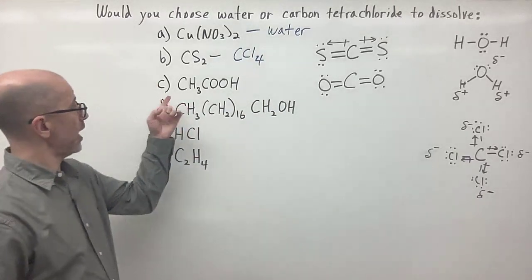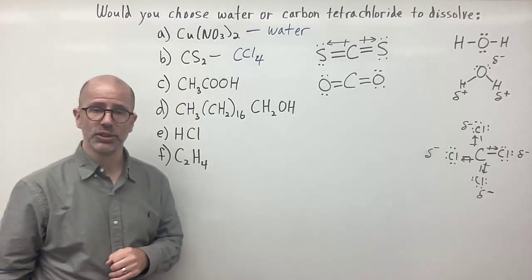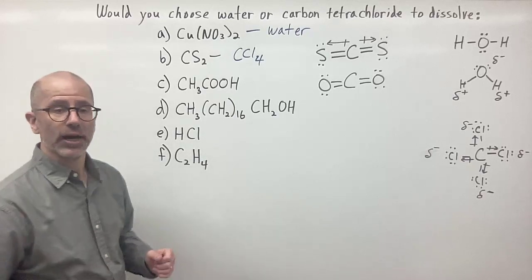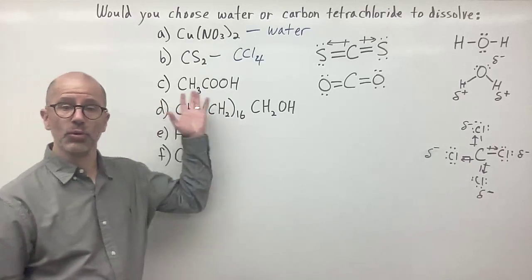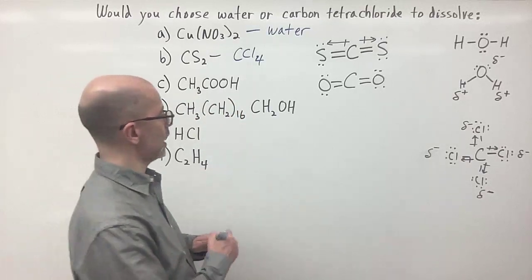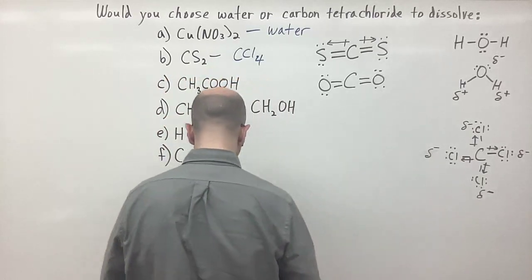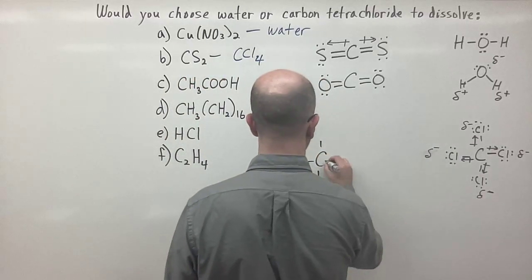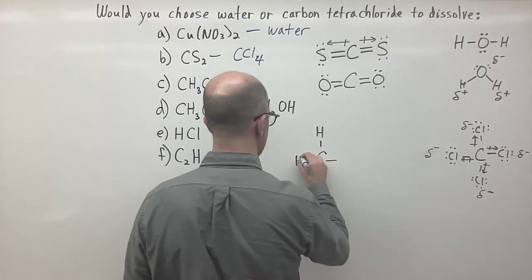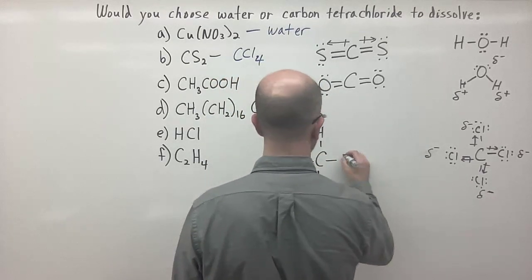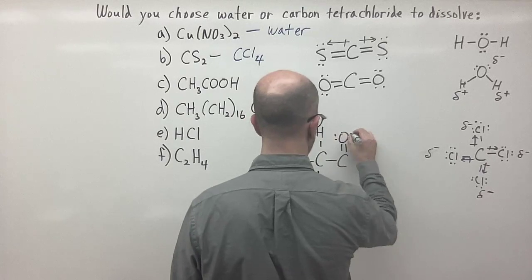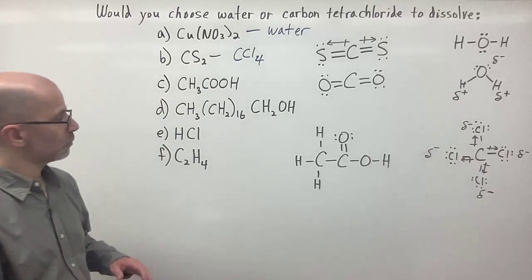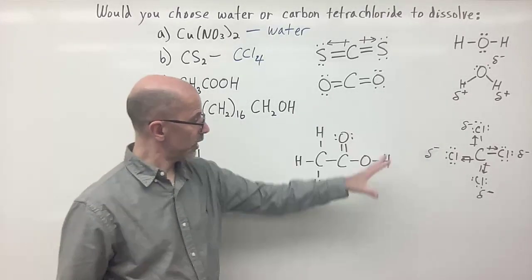Okay, here we have CH3COOH. If you don't recognize that, that's acetic acid. If you didn't recognize that, we would write out the Lewis dot structure. The Lewis dot structure looks like this: CH3 here, C with a double bond to O, and then we have OH. And so here is the molecule.